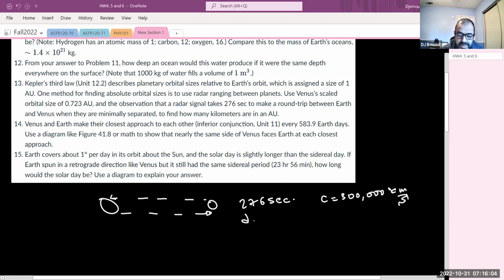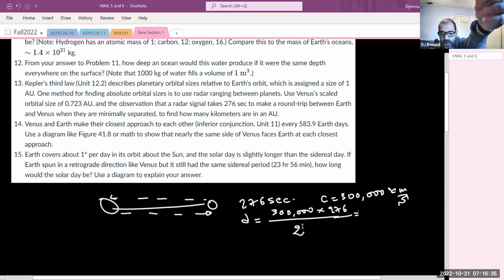So you can find the distance the light has traveled. The distance is back and forth, so we want half of that distance to just give us the distance between Earth and Venus. So it's going to be half of speed times time. The speed is 300,000 kilometers per second times 276, and it's going to give me a number in kilometers. Don't forget to divide it by 2 because the beam goes and comes back, and we want just the time it goes, which is half that time.